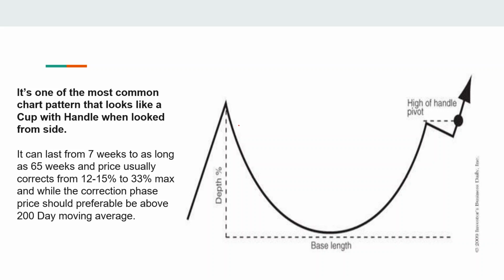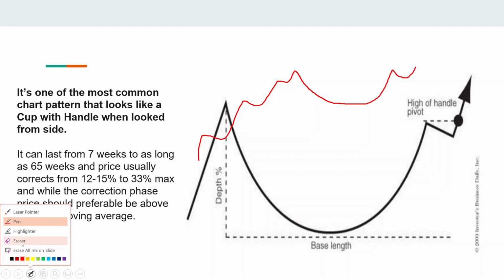It is not formed when a stock is in a downtrend. It is only formed when a stock is in an uptrend. Suppose a stock is moving up like this and suddenly it goes down like this and starts forming a base formation and then comes here and then again goes up, so that is basically a cup and handle pattern.